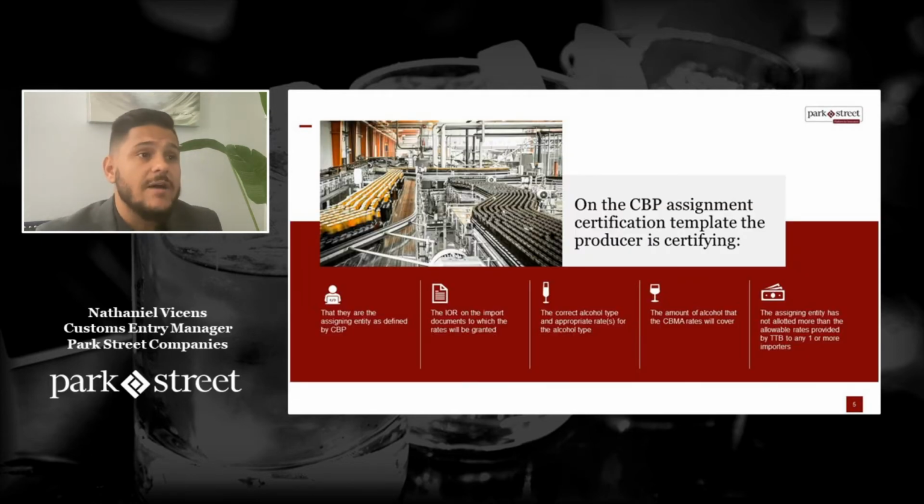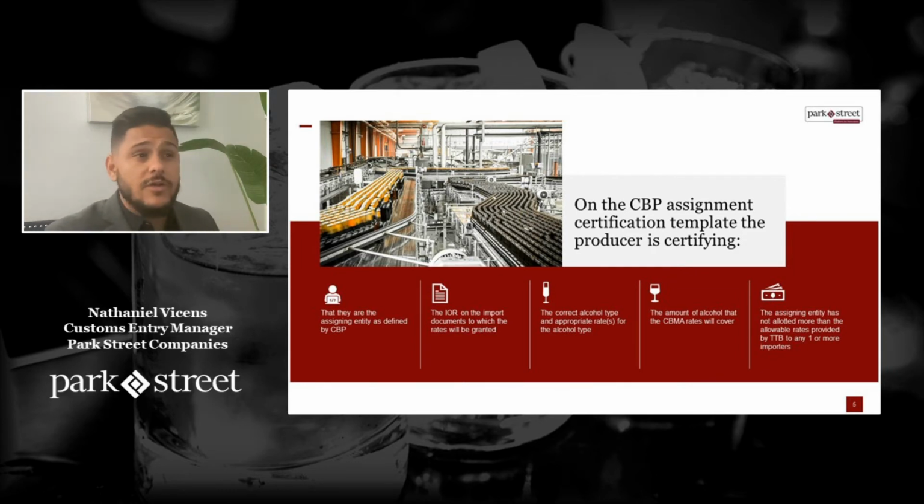But once you have that document ratified by the assigning entity, ratifying that they are one of the aforementioned, also that they're allotting it to the importer of record, which if you happen to be a brand affiliated with Park Street does all of your customs entry documentation and is listed as the importer of record. So they're going to be allotting that to Park Street on behalf of your brand. We're also going to have them place the alcohol type and the amount that they're allotting and the rate.